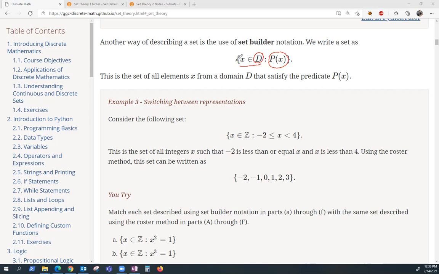So writing curly braces x in D, and this colon, this is read such that, and sometimes you'll see this written like this, x in D, and instead of writing a colon for such that, we'll use a vertical line. But they both mean the same thing, and it's good to be a little bit flexible with your notation, because if you look at other resources or even other textbooks for college algebra or calculus, they may use the colon, they may use the line. So they both mean the same thing.